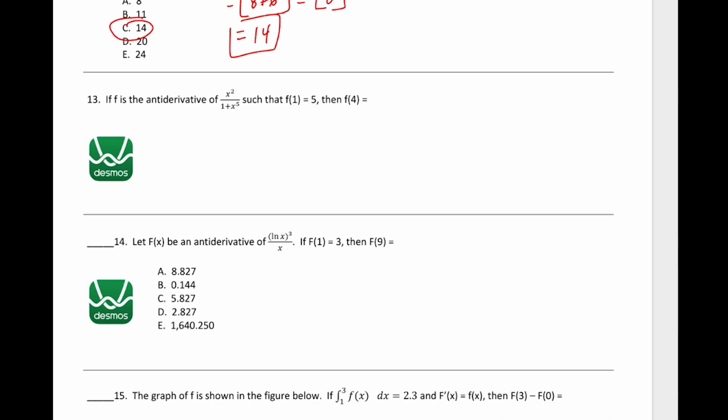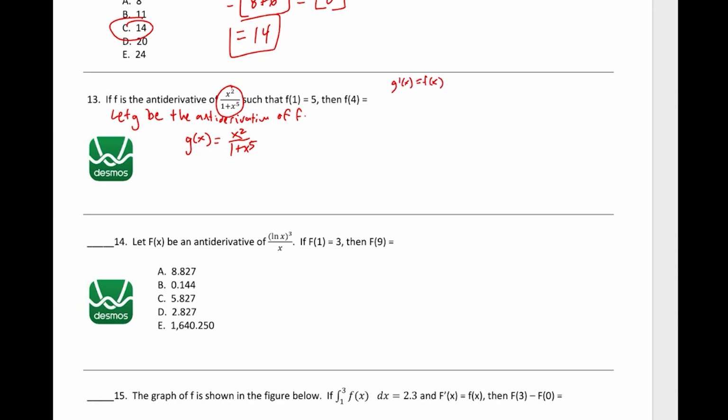So f is the antiderivative of whatever this is. Now, when we go to type that in, we're going to have to give it a name. So I'm just going to say let g be the antiderivative of f. And so g will be x squared over 1 plus x to the fifth. And so if g is the antiderivative of f, that means that g prime is f.